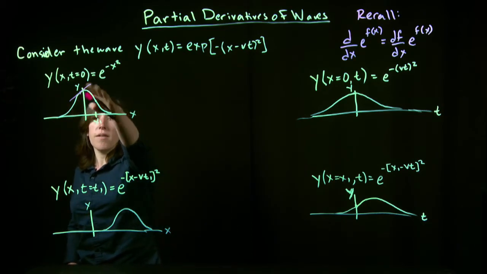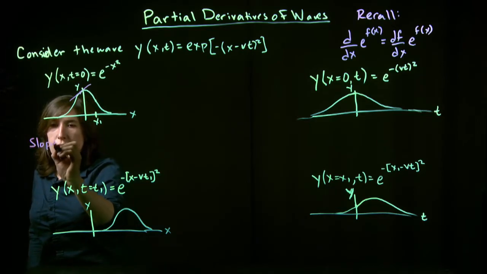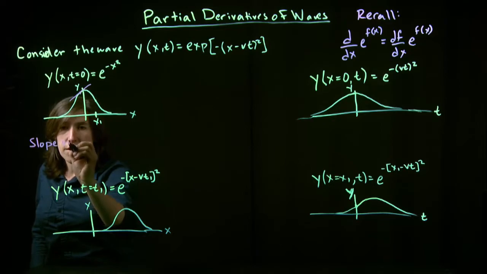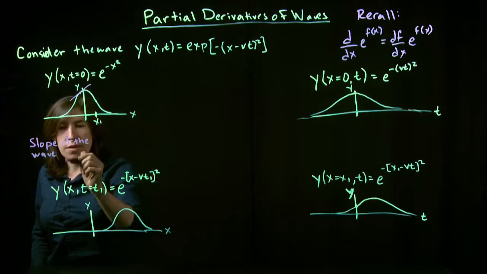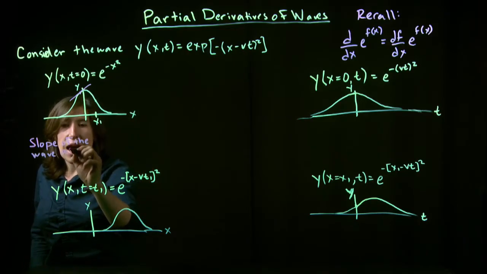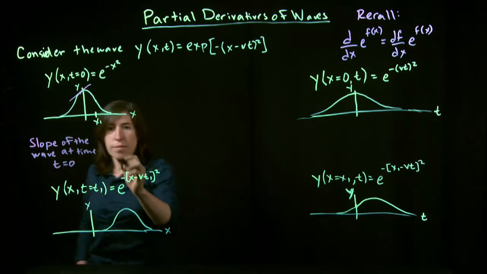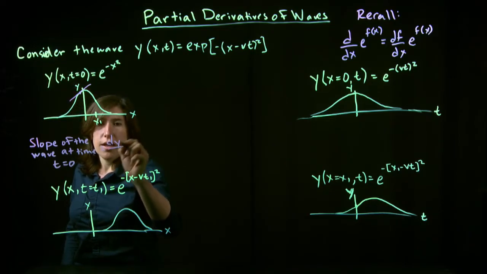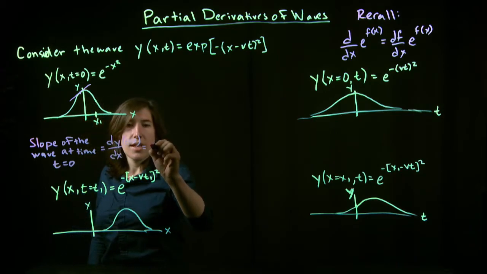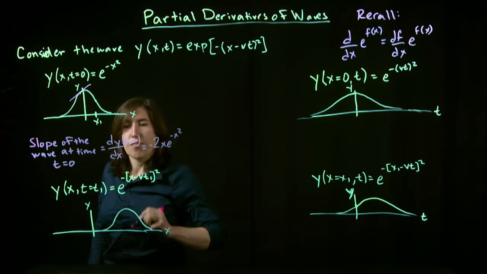So the slope of all of the points on this curve, so this is the slope of the wave, or the various slopes at different points, at time t equals 0. Remember, we're at a particular time. So that's going to be given by the derivative of y at t equals 0 with respect to x, which is just negative 2x e to the negative x squared.